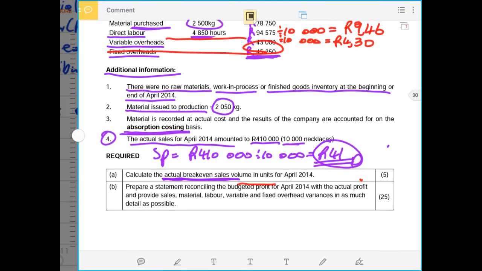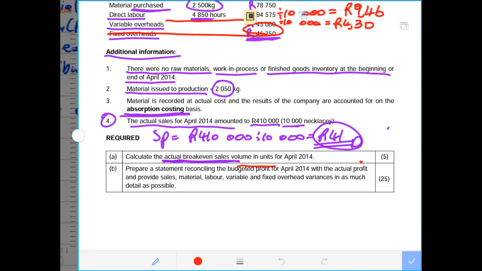Now let me proceed to number B without wasting any time. We are required to prepare a statement reconciling the budgeted profit with the actual profit and provide sales, material, labor, variable, and fixed overhead variance in as much detail as possible.